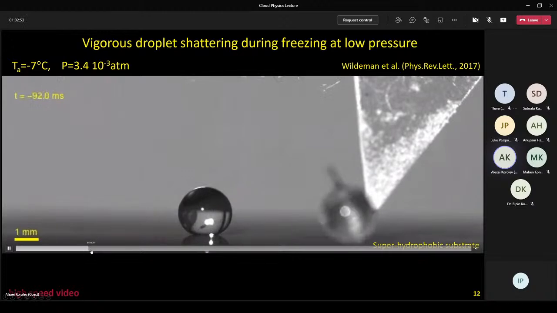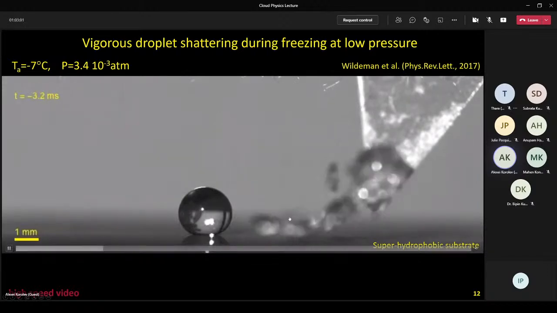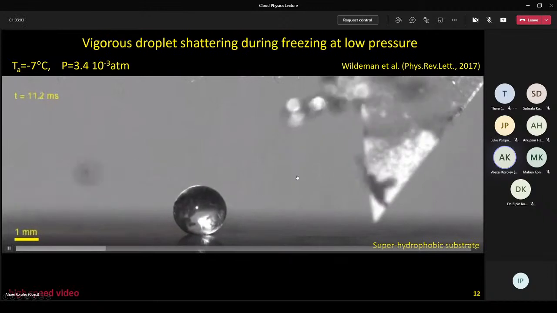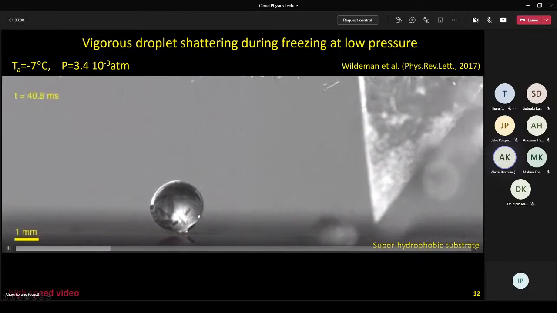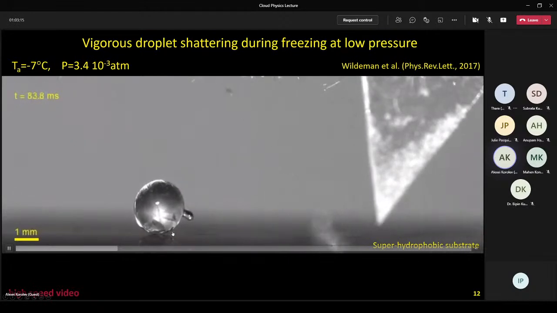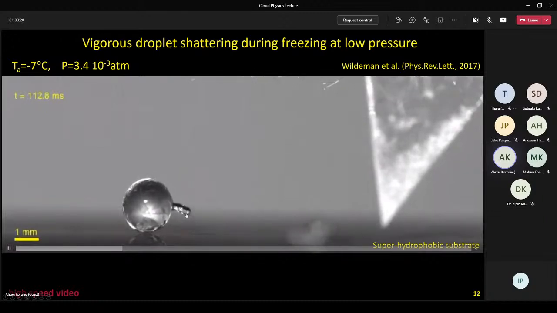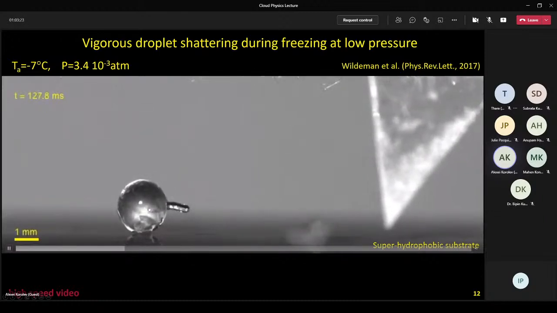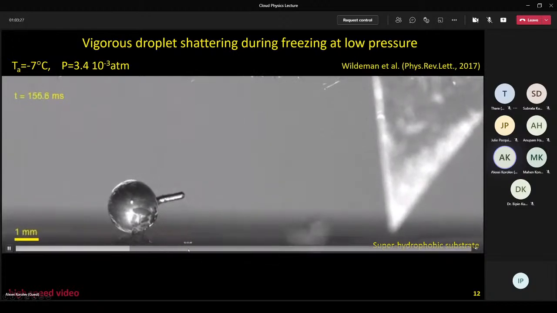Let me find this. So you're coming closer. Okay, you see the shattering of the first droplet, and one of the splinters impacts the second droplet, and you see this ice network growing through the second droplet. You see this spike growing out because pressure is increasing inside. And then we go to the second point of action.